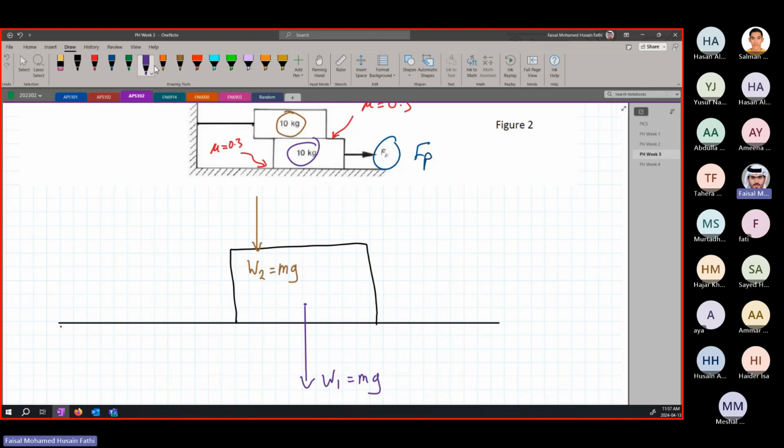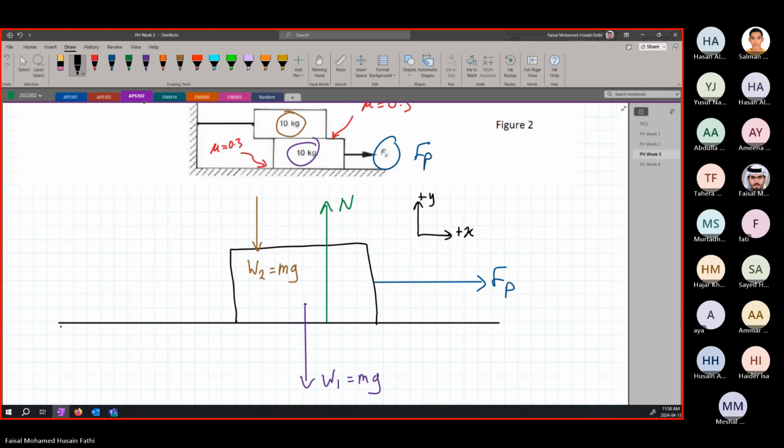Now we can look at the normal force. The normal force is going to be from the surface upwards. There's only one normal force, because we're looking at only one block. This is our normal force. And we have the pulling force over here to the right, Fp. Remember, this is going to be my plus x and plus y.